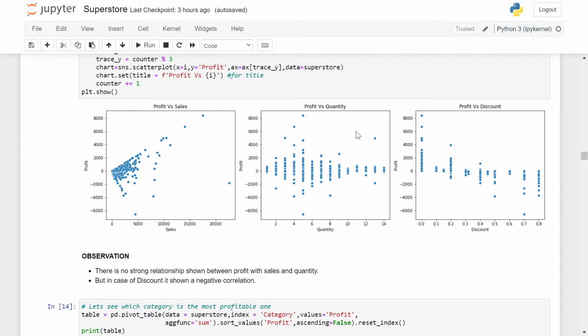There is no strong correlation seen between profit and quantity. And in profit and sales, there is no very strong correlation, but we can see that if sales are increased, the profit also increases at some of the points.